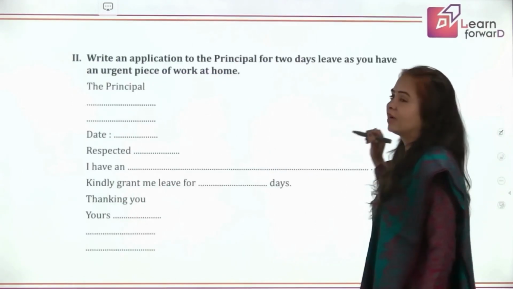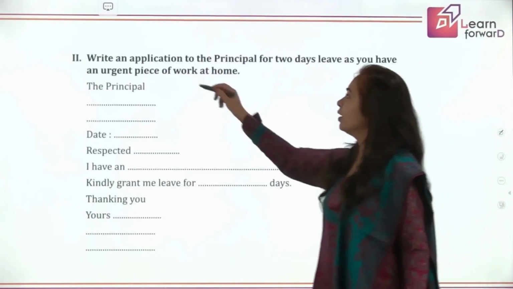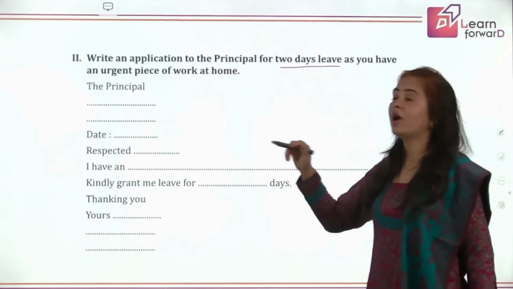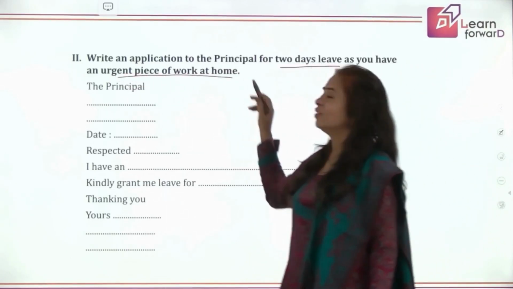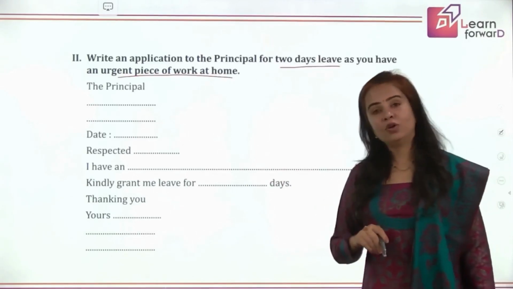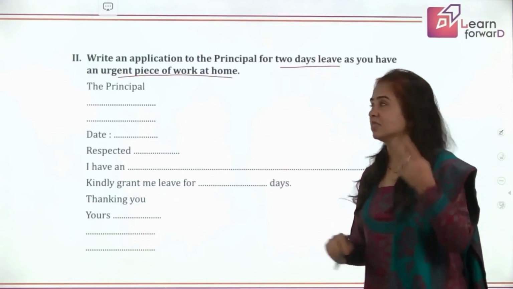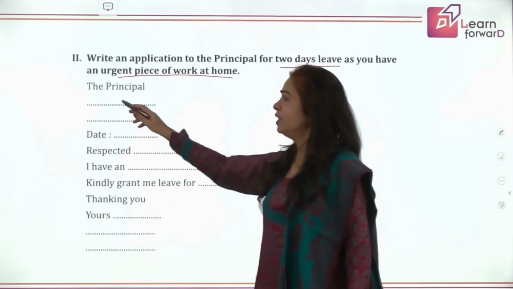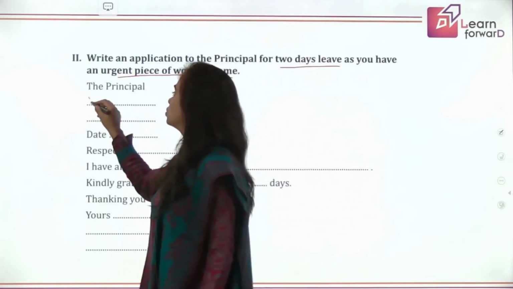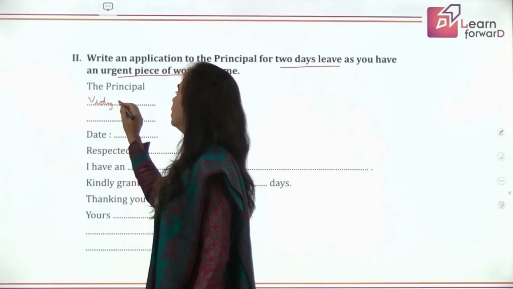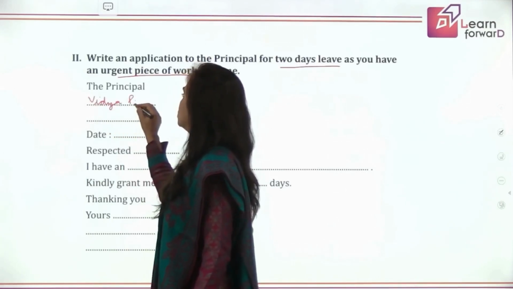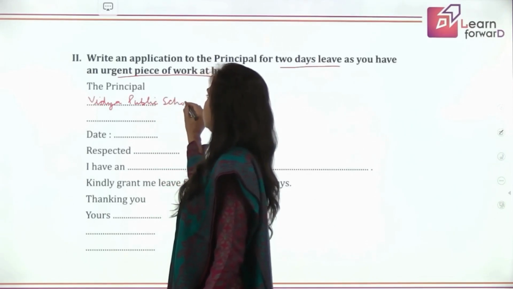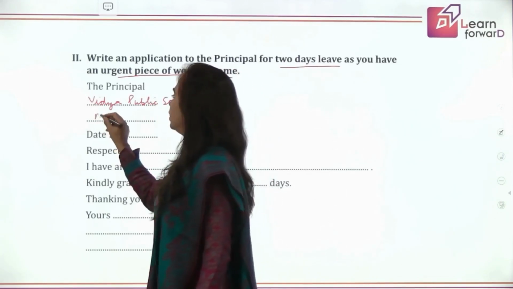And we'll practice one application here also. Now write an application to the principal for 2 days leave as you have an urgent piece of work at home. Now you are asking leave for 2 days. So the principal, everybody has to write, and then you will write the name of your own school, Vidya Public School, New Delhi.